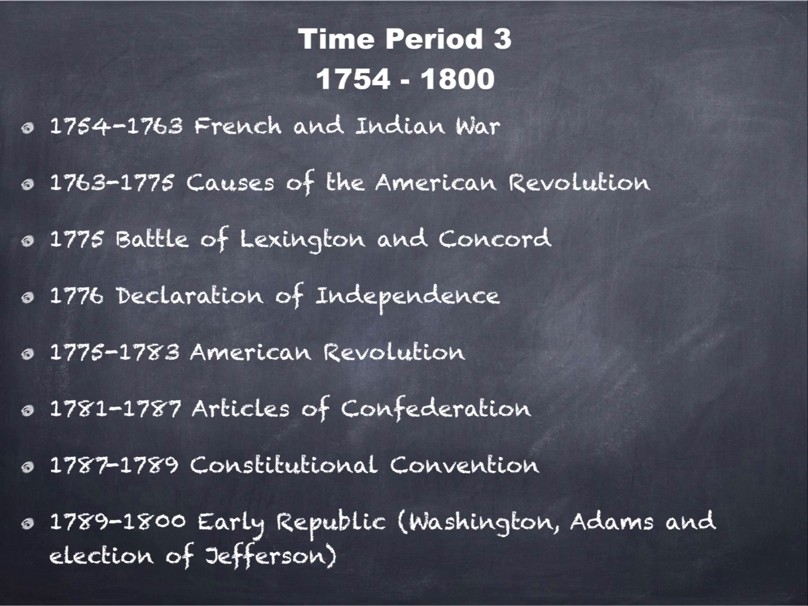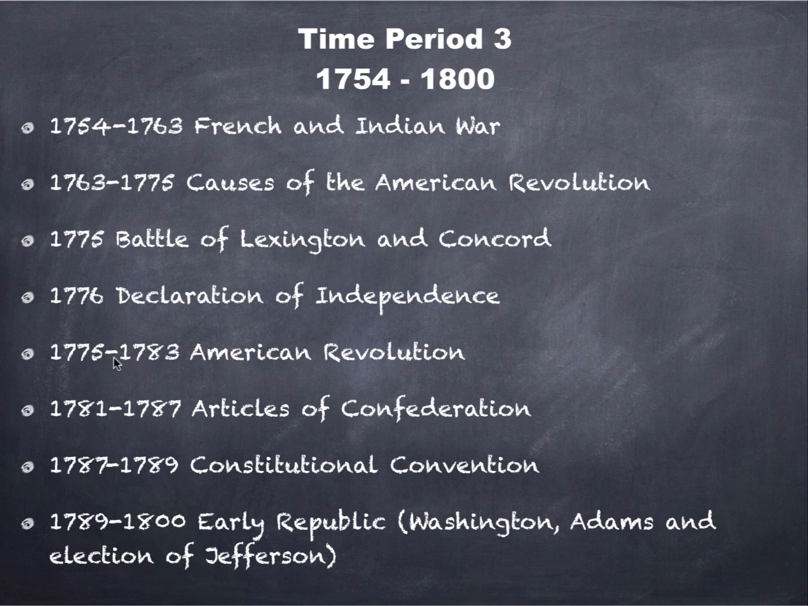We start with the French and Indian War, also known as the 7 Years' War. That is 1754 to 1763. If you call it the 7 Years' War, it starts in 1756. From that point, we lead to the causes of the American Revolution, 1763 to 1775. Then the shot heard around the world is the Battle of Lexington and Concord in 1775. We then go to the Declaration of Independence, 1776. That leads to the American Revolution.